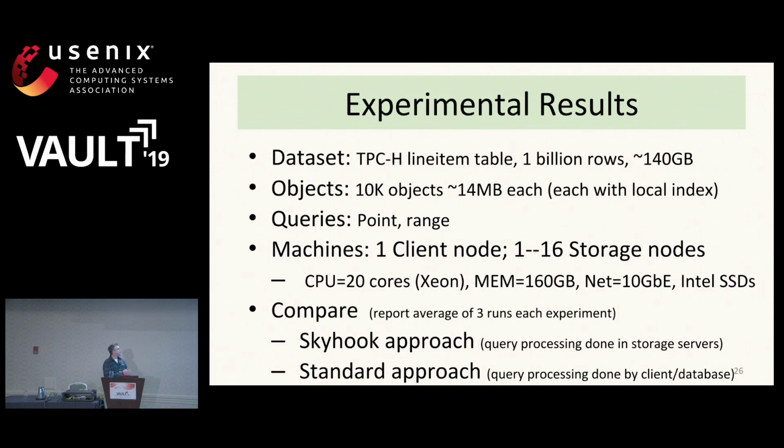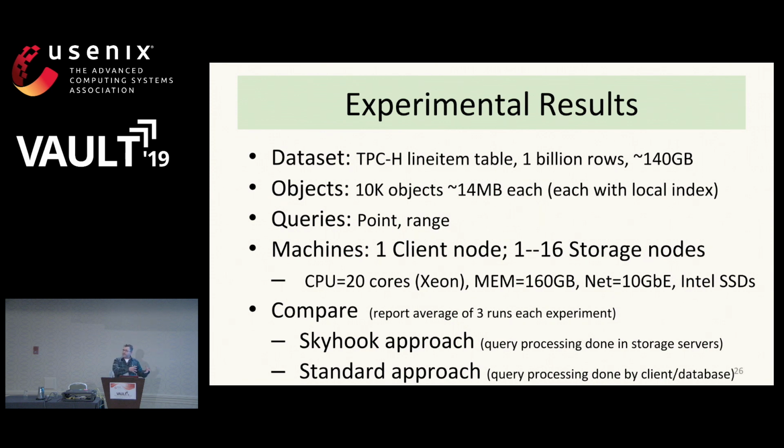Okay, so some quick results here. Consider a data set. We look at the TPCH line item table, which is from a database benchmark. We're going to use 1 billion rows. It's about 140 gigabytes, roughly. And we're going to store those into 10,000 objects. So we have 10,000 partitions, and those are about 14 megabyte object sizes, each object.